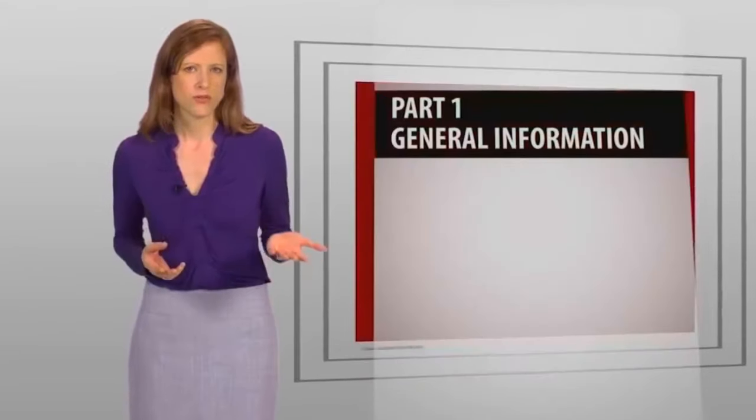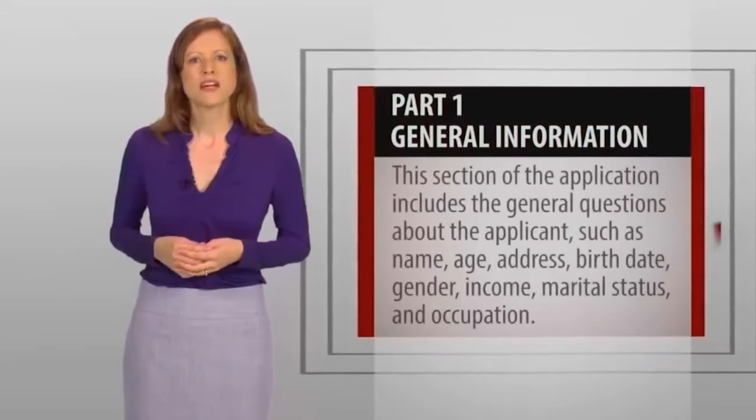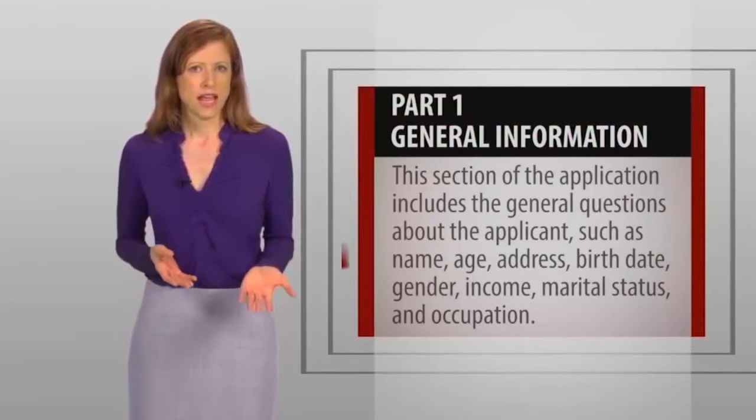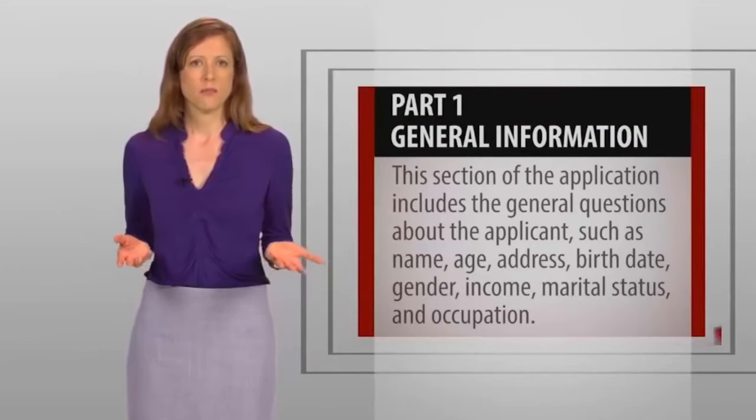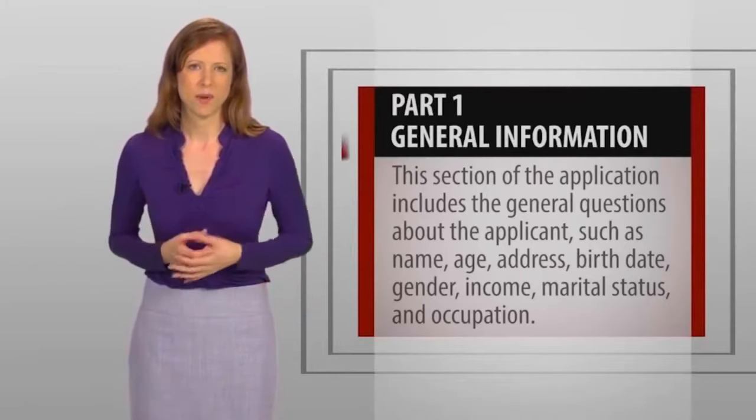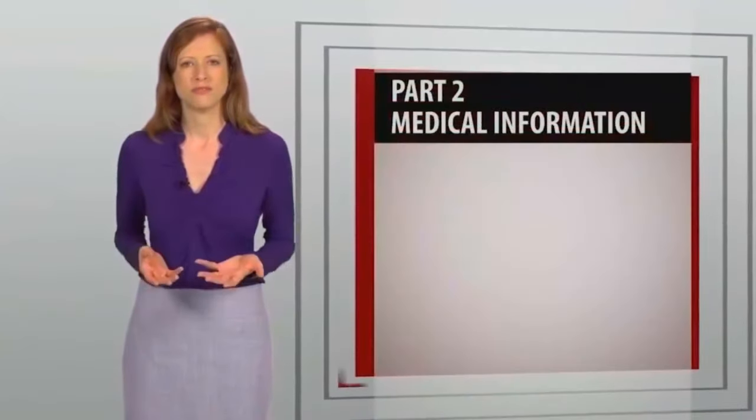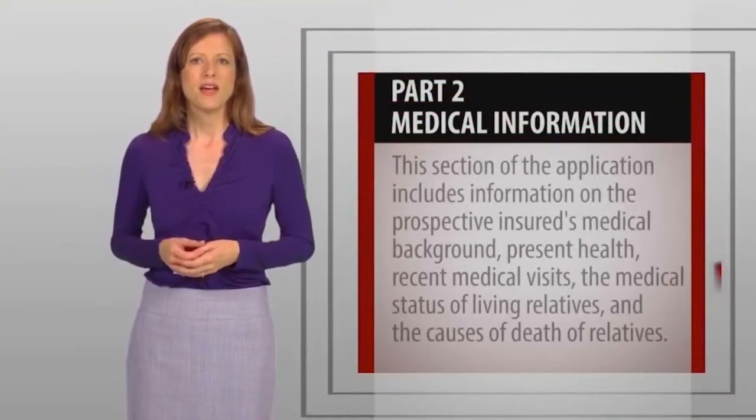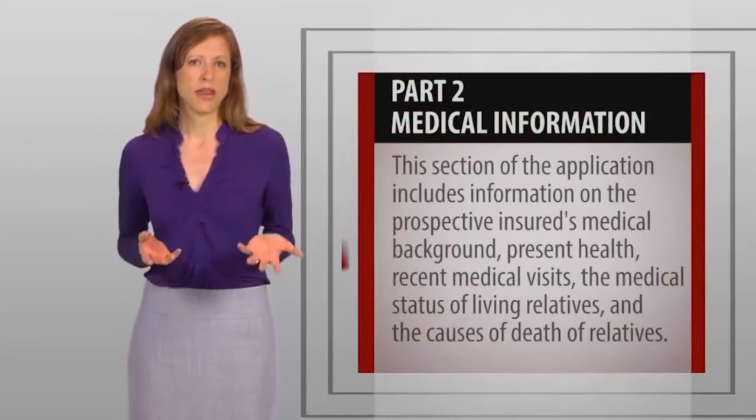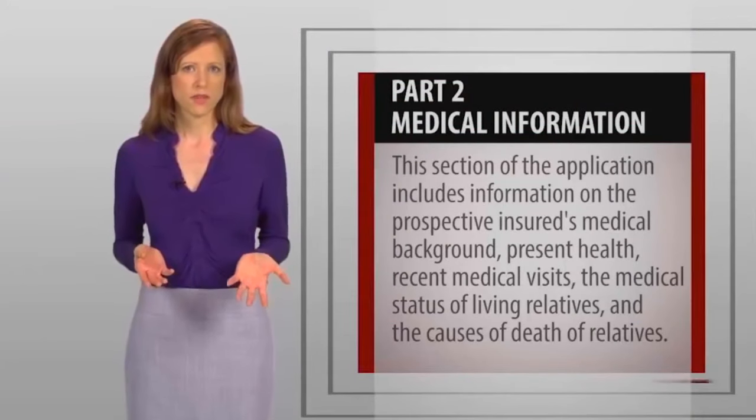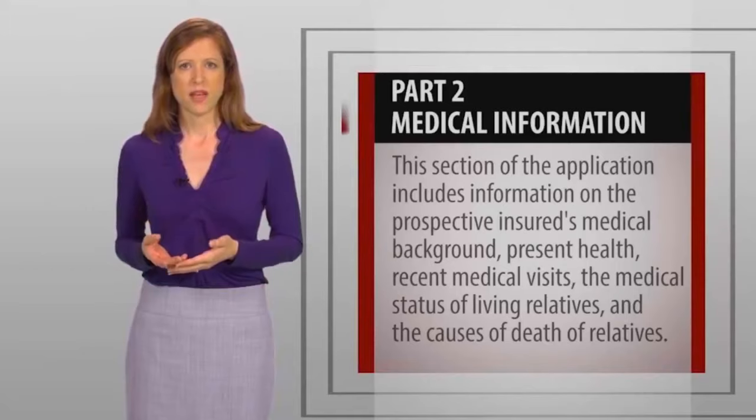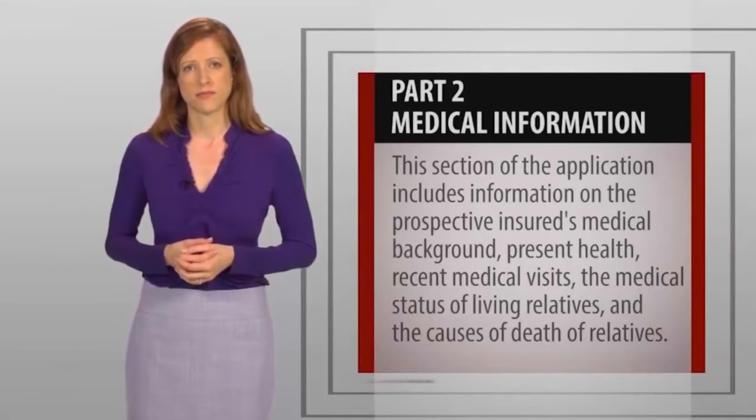Part 1, general information. This section of the application includes the general questions about the applicant, such as name, age, address, birth date, gender, income, marital status, and occupation. Part 2, medical information. This section of the application includes information on the prospective insured's medical background, present health, recent medical visits, the medical status of living relatives, and the causes of death of relatives.